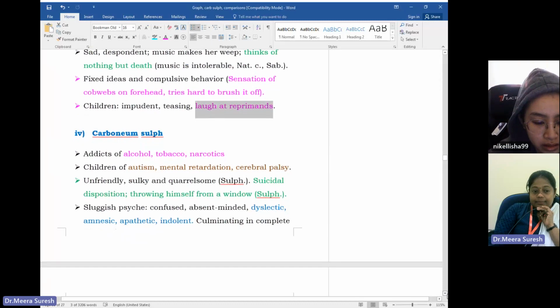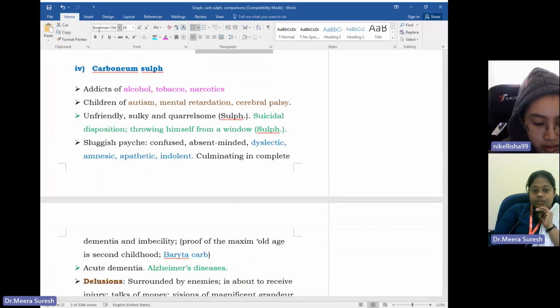Okay. Then mentally, this symptom can be connected to the children who are autistic. So there will be a sluggish psyche, or the psychological development will be reduced. Children may be dyslexic, amnesic, apathetic, and indolent. Dyslexic, that is dyslexia, the learning error, and apathetic, they don't care, totally indifferent. Amnesia is forgetfulness. So this can culminate into dementia and imbecility. Proof of maximum old age, second childhood.